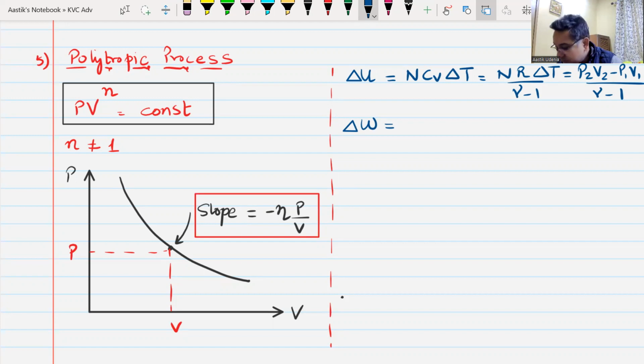Go back, see, and tell me what will be the work done in this process. I'll give you 2 minutes. Look at this process. This is the equation of this process. Does this equation look familiar? Yes, sir. To what? Adiabatic process. Do you remember what was work done in adiabatic process? So minus delta U.